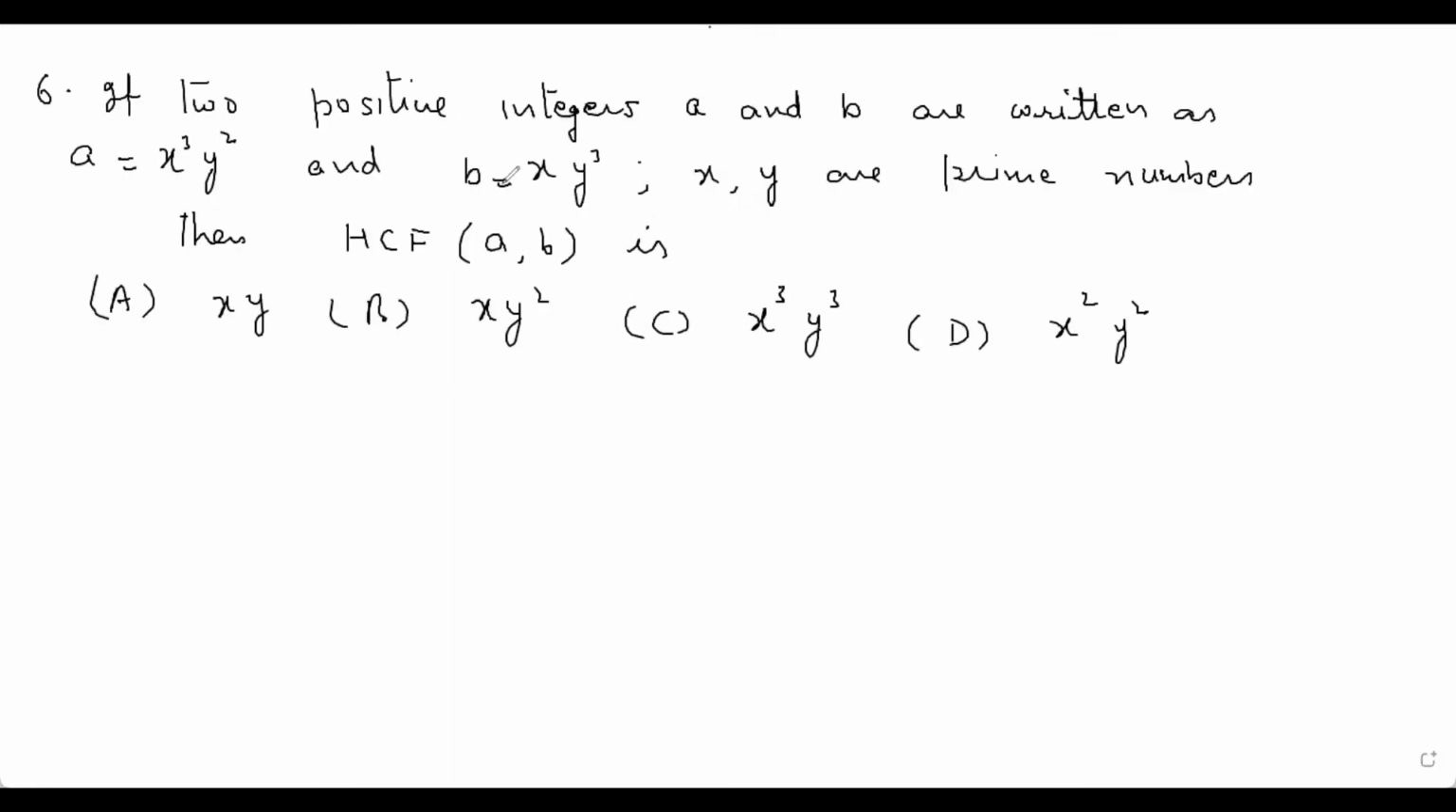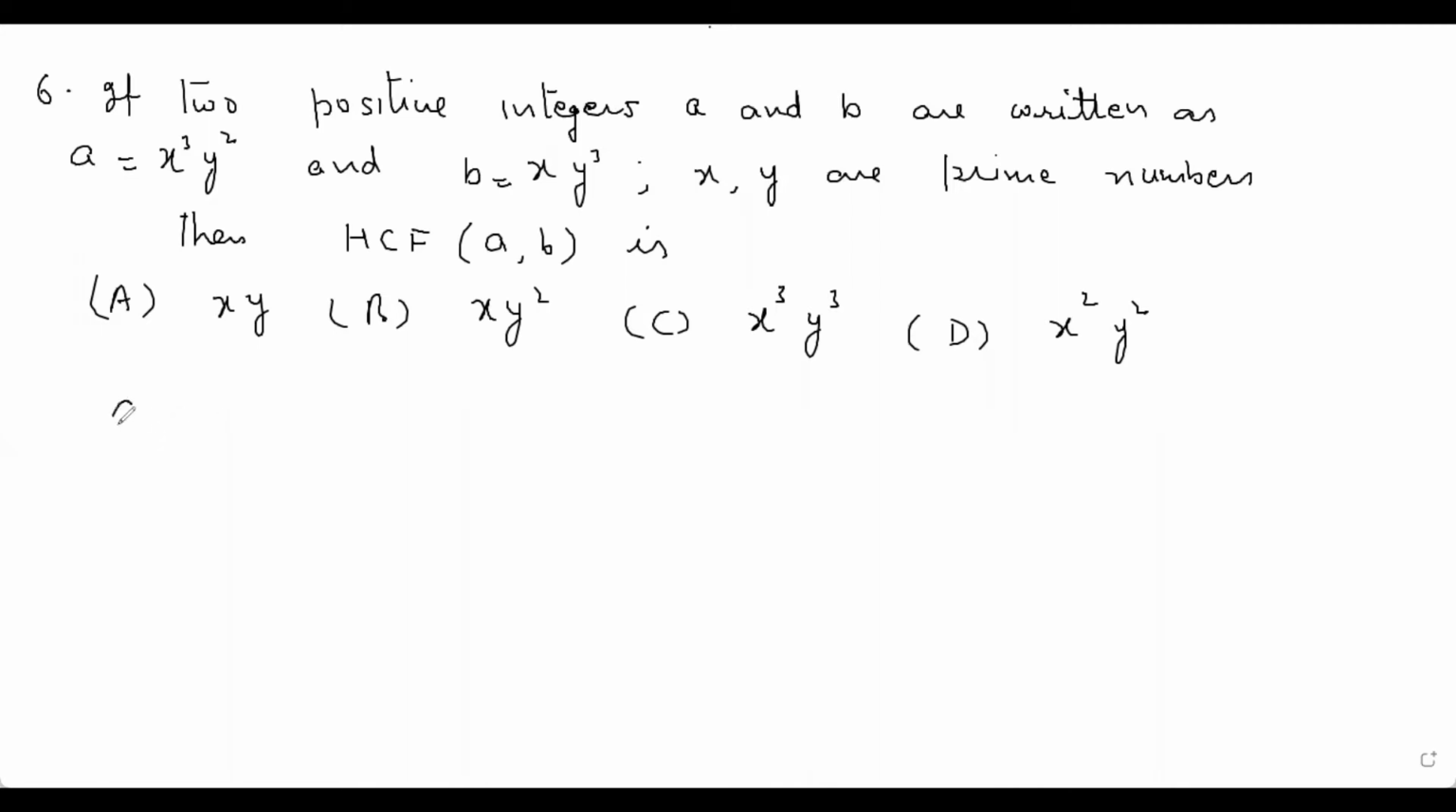Now the sixth question is: if two positive integers a and b are written as a is equal to x cube y square and b is equal to x y cube, x and y are prime numbers, then HCF of a and b is, there are 4 options: xy, xy square, x cube y cube, x square y square. I am to find the right one.